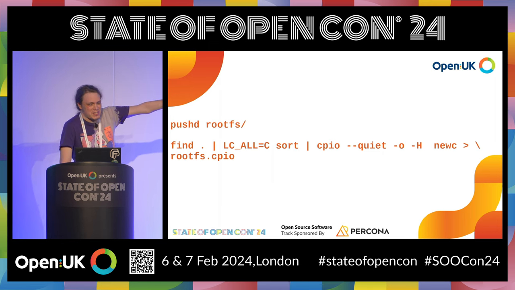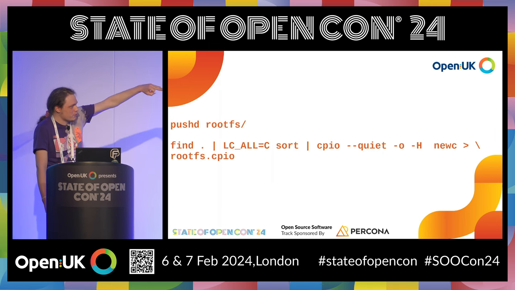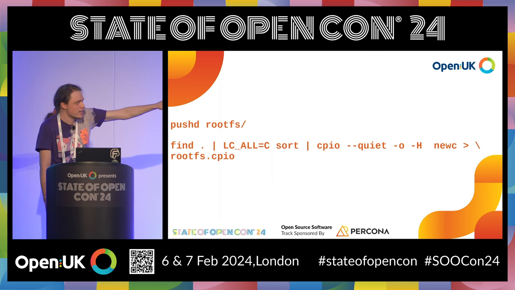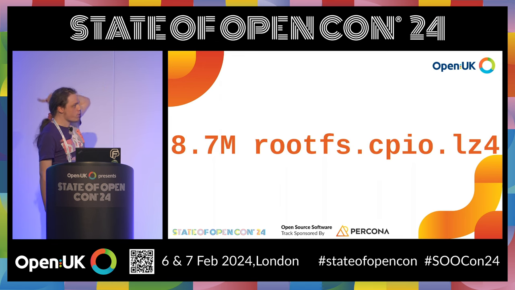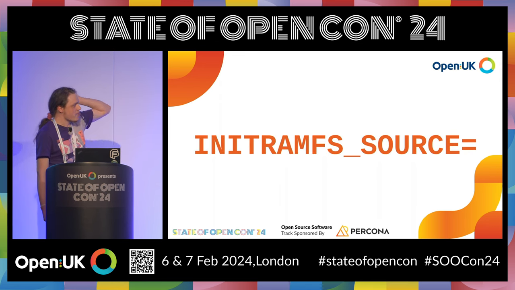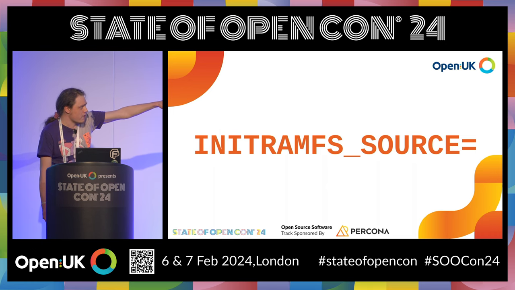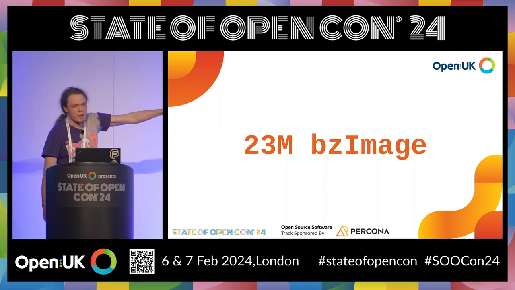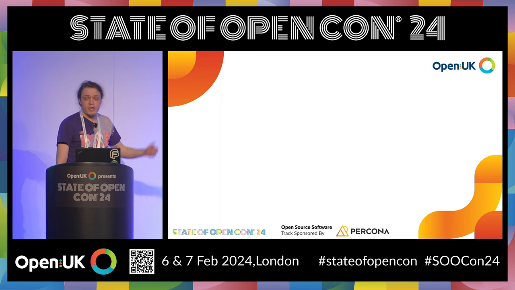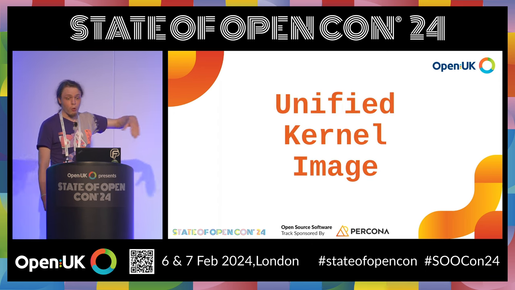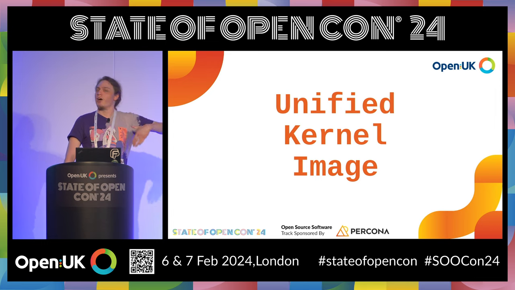So first we're gonna create the CPIO archive by descending into the root file system directory and doing that. Seriously, you have to do exactly that. I'm not making this up. It's gonna be 18 megs, boom. We're gonna compress it, boom, 8.7 megs. And then with this flag in the kernel config, we're gonna specify a path to it, boom, it's in our kernel now. The full name for this combo is a unified kernel image, or UKI for short, and this is basically our whole operating system rolled up into a burrito.